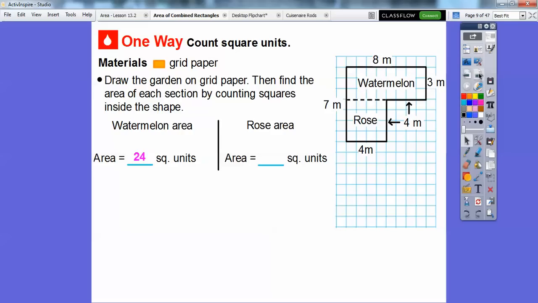Then we'll do the same for the roses. 1, 2, 3, 4, and then 4 more is 8, then 12, then 16. So there's 16 there. The total area is 24 plus 16, which gives us 40 square meters. So that's how big Bruce's garden is: 40 square meters.